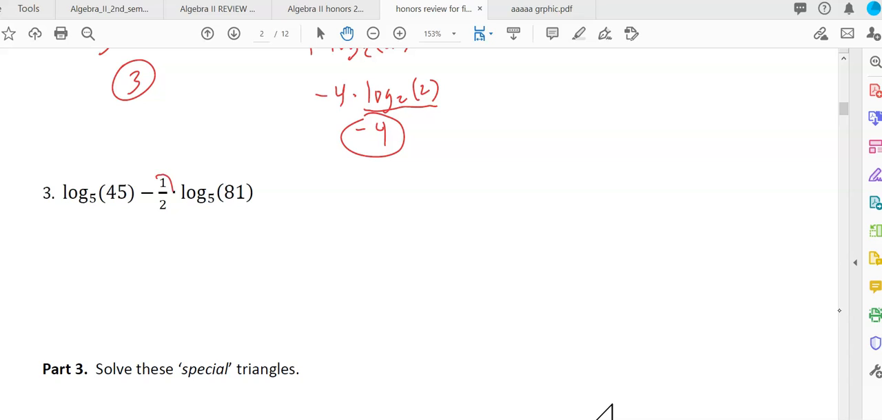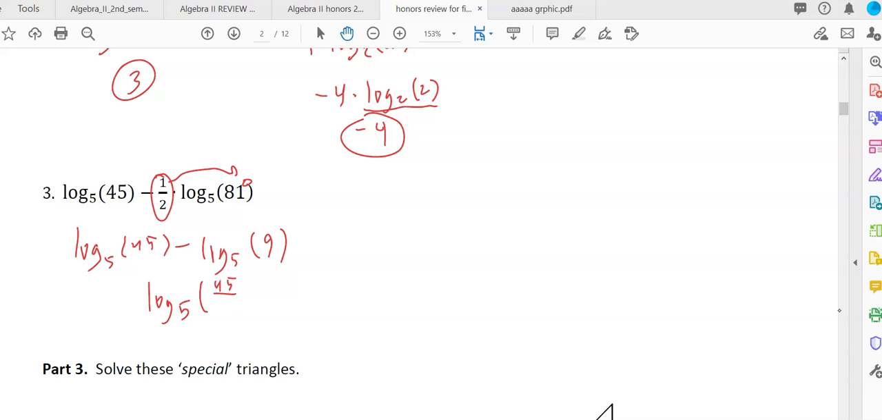This one, you could move this up first. I'm just moving it up to that spot. So it'll be log base 5 of 45 minus log base 5 of 81 to the 1/2 power, which is the square root of 81, which is 9. Now we're going to divide, so we're going to write this as one logarithm. It's going to be 45 divided by 9, which of course is 5, so log base 5 of 5, which is 1.